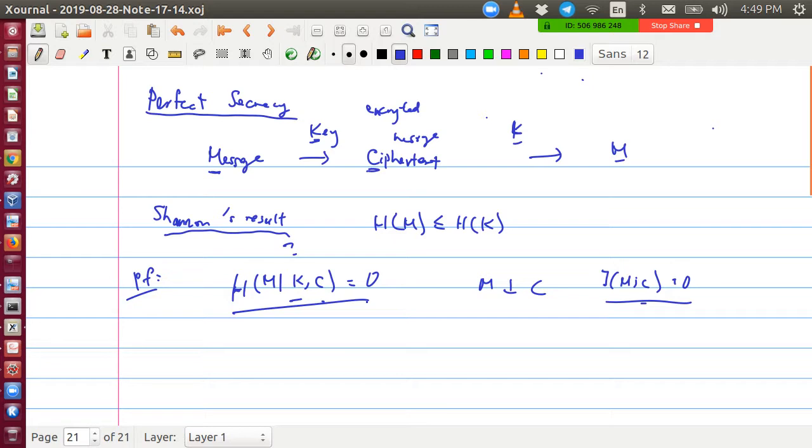So since I(M;C) is equal to 0, I have H(M) is equal to H(M|C) plus I(C;M), let's say. So we have this because I(C;M) is equal to H(M) minus H(M|C), right? And I(C;M) is equal to 0, therefore it's just equal to H(M|C) here.